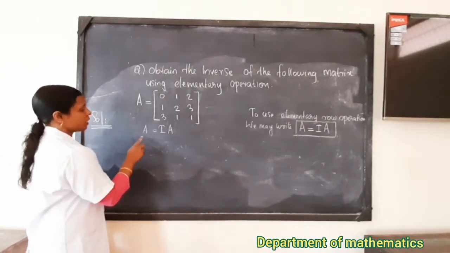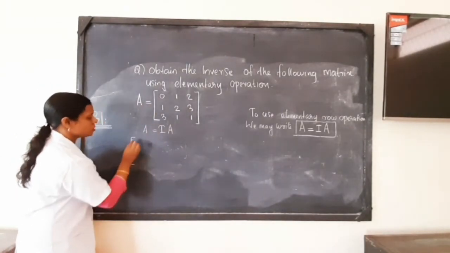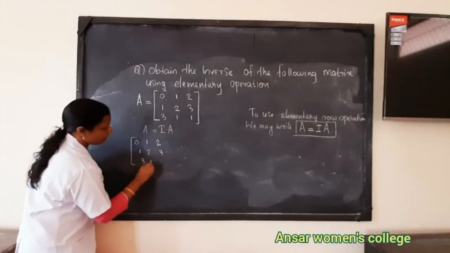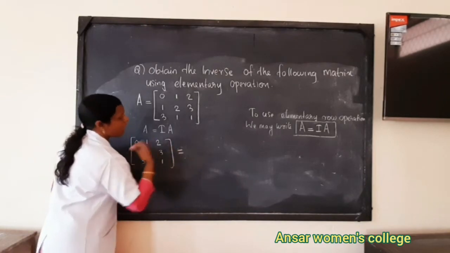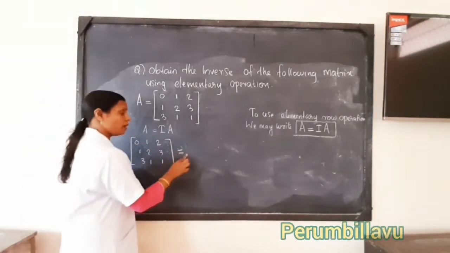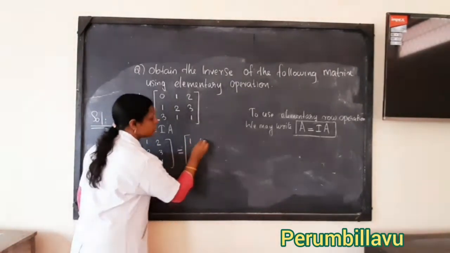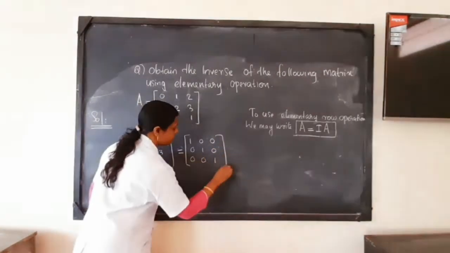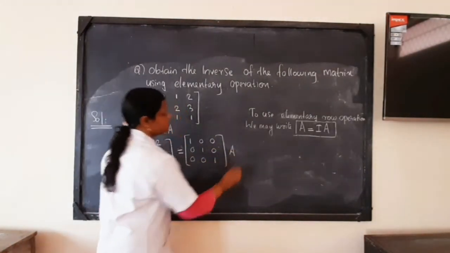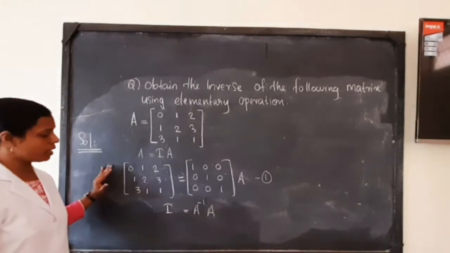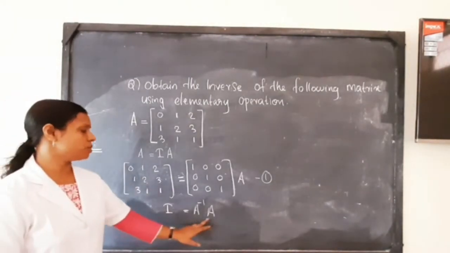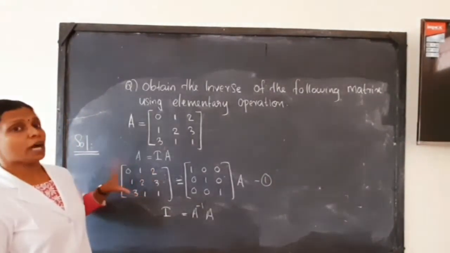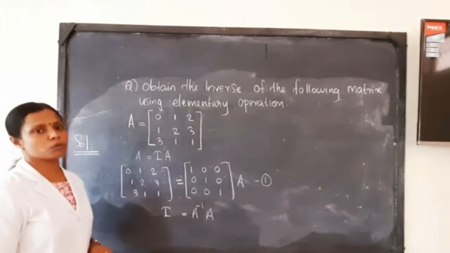Therefore, we write here A is equal to the given matrix 0, 1, 2, 1, 2, 3, 3, 1, 1, that is equal to I, the identity matrix of order 3, so we write 1, 0, 0, 0, 1, 0, 0, 0, 1, into A. We need to convert this into I is equal to A inverse into A. We need to convert this matrix into the identity matrix using elementary row transformation.